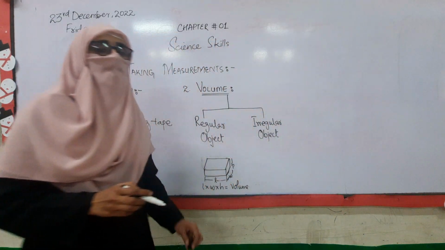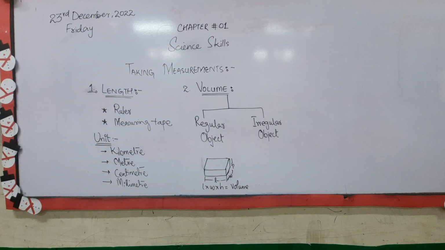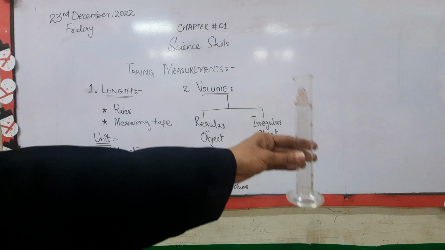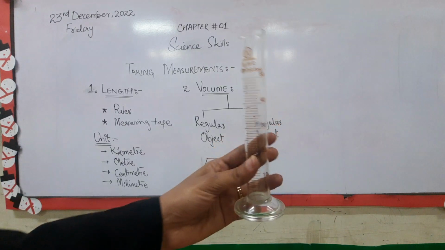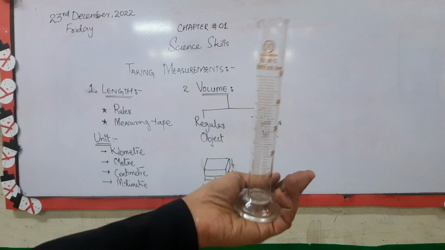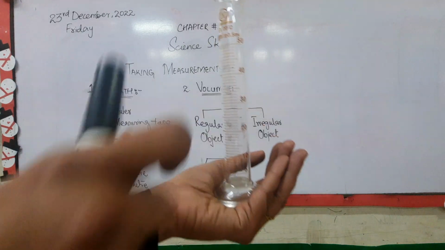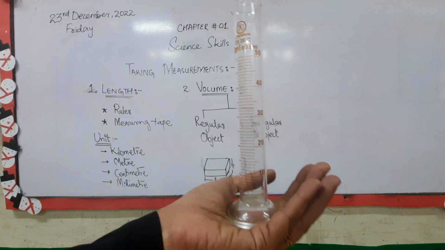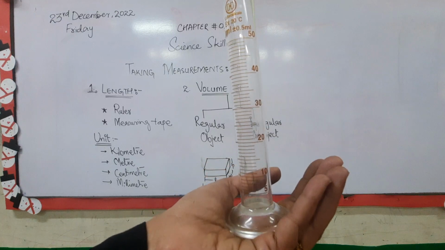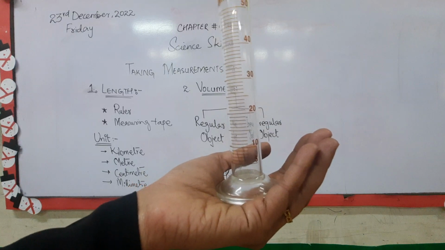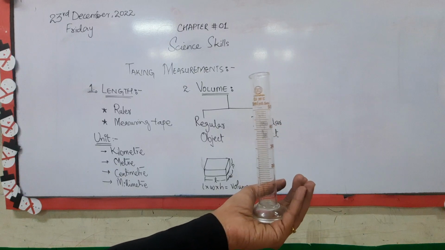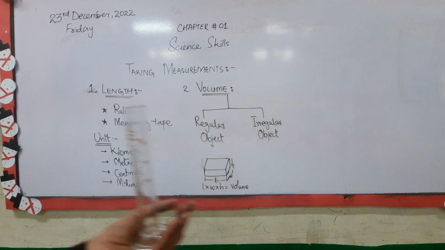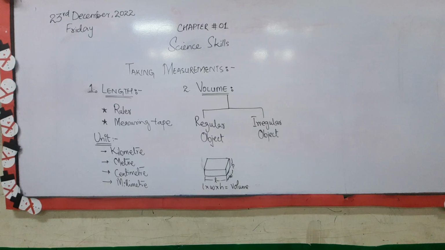we can measure it with the help of the instrument which is called the measuring cylinder. And the measuring cylinder is like this. This one is called the measuring cylinder, and we can find out the volume of irregular objects. For example, we can find out the volume of different liquids by pouring them in the measuring cylinder. This is made up of glass, and we can find out the volume of different irregular objects.